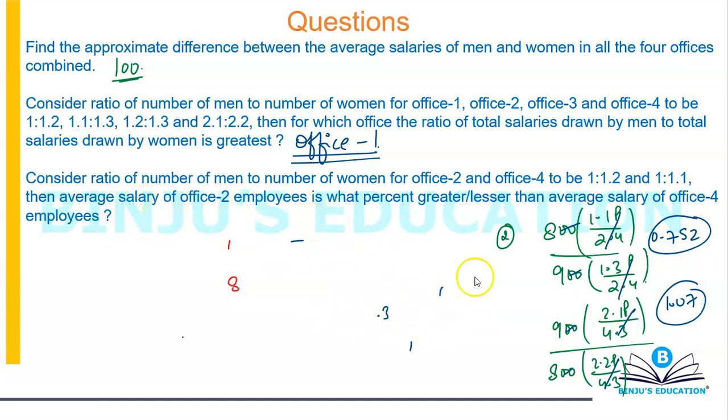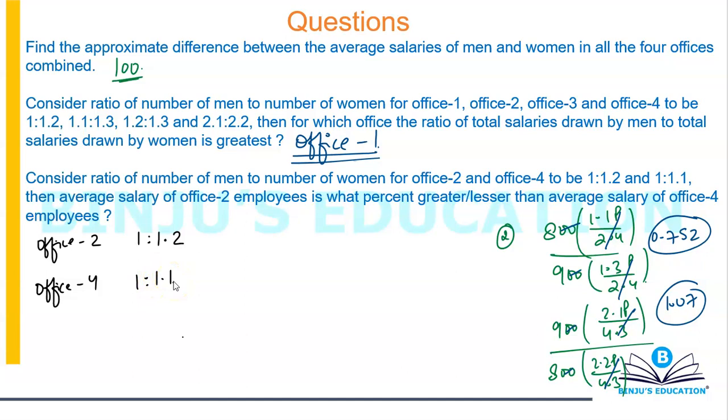Pause the video and try the third question, please. Now you know the basics. Consider the ratio of number of men to number of women for office 2 and office 4. Office 2 is 1 is to 1.2, and office 4 it's 1 is to 1.1.